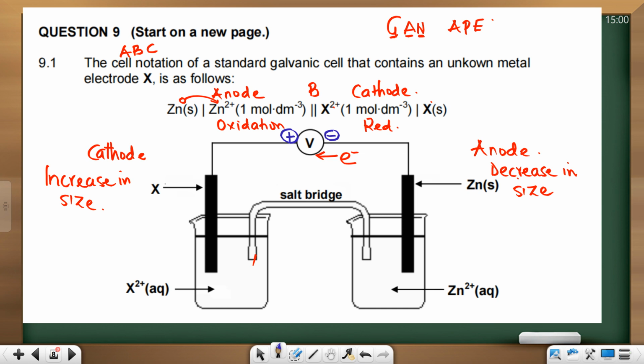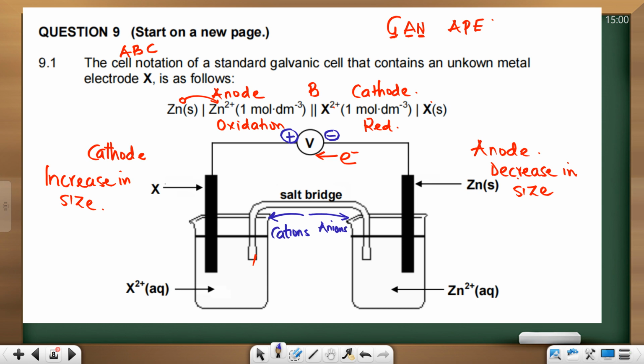And in the salt bridge, anions will move to the anode, and cations would move to the cathode. So I have cations here moving, and I have anions moving. All right. Now, let's answer questions.